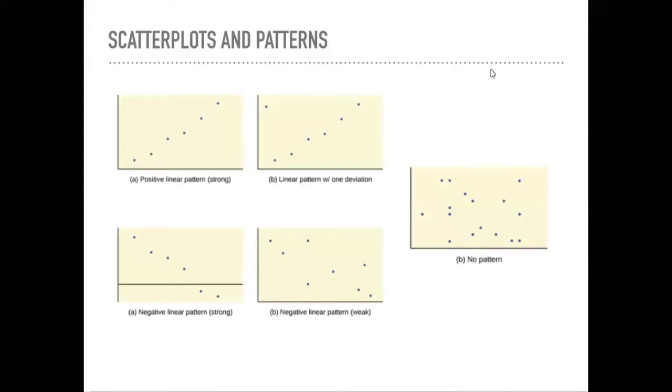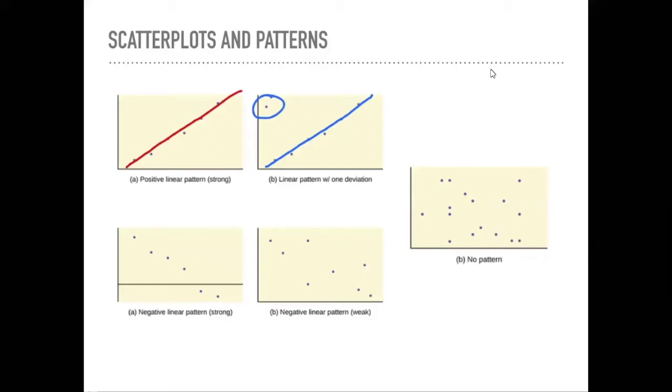So here we have 5 different scatter plots that we're going to take a look at. This first one up here, we can see a fairly positive linear relationship. And it's a fairly strong relationship as well. We could draw a line, and with that line, I hit most of those points. So that would be a fairly strong relationship. With this second one, I could draw a line, hit most of the points, except for this one here. So that would be a positive linear pattern, actually, with one deviation.